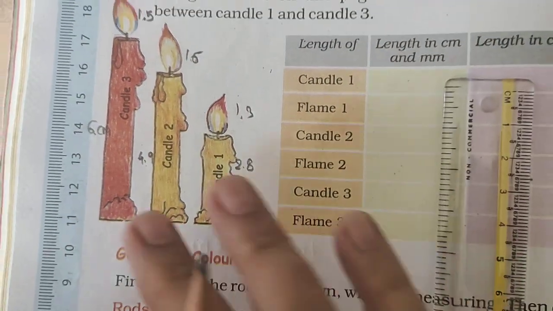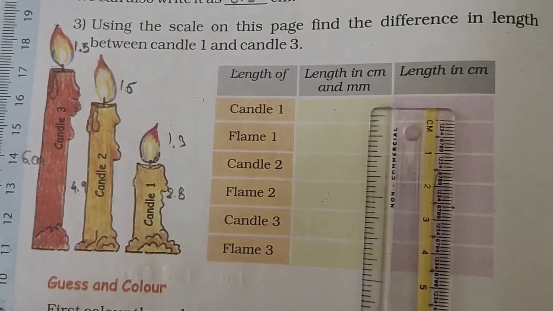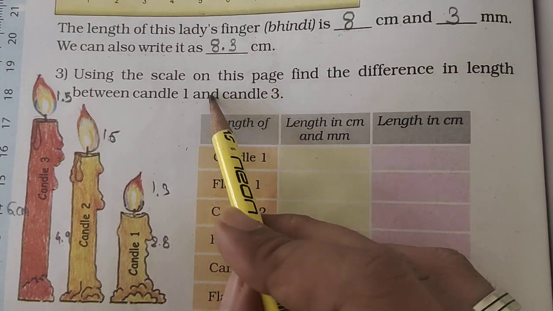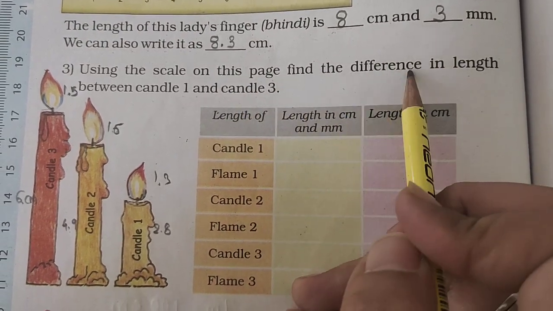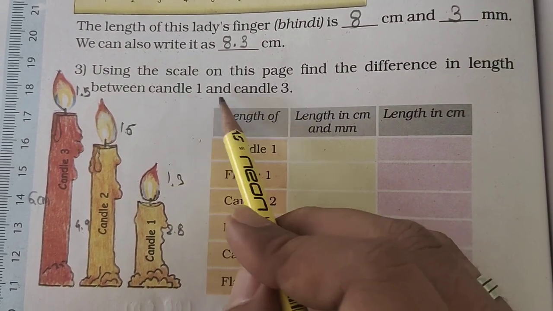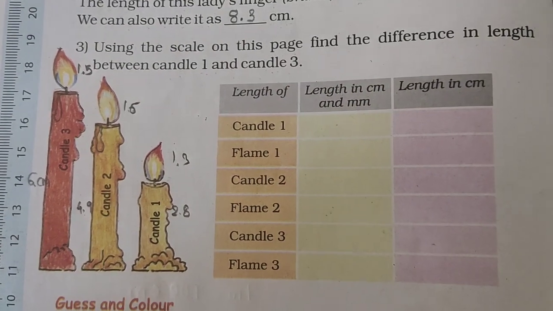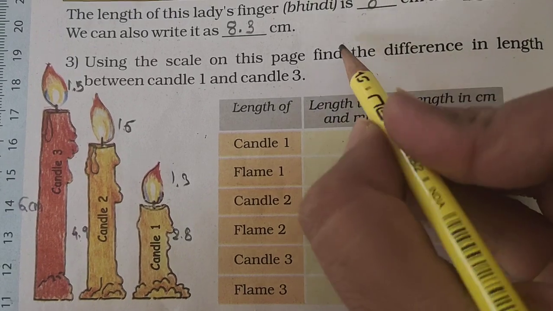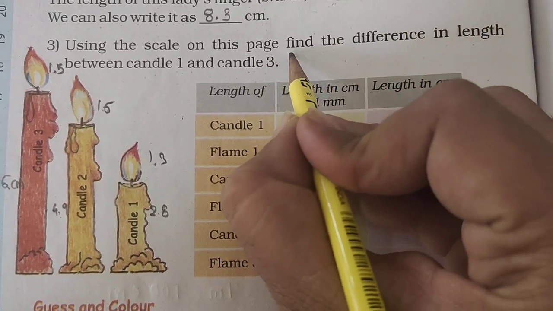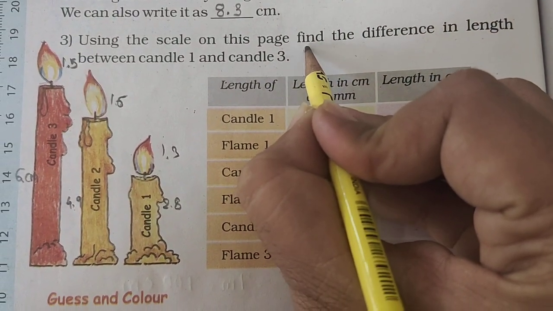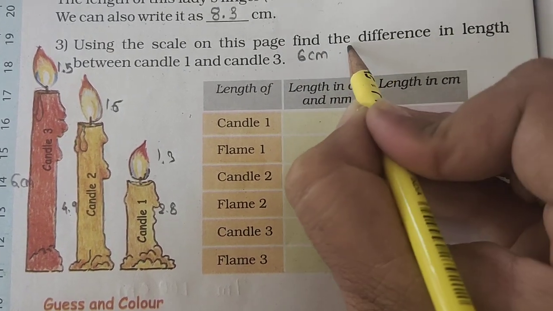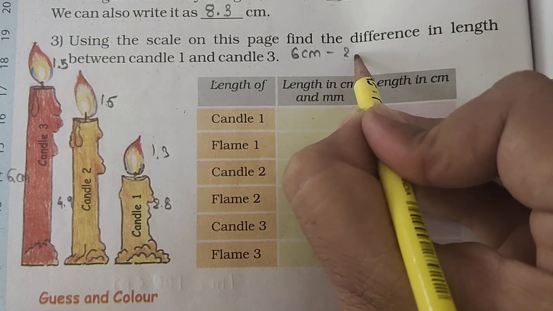Okay, so we have measured all the candles, and we have measured the flames also. Now, using the scale of this page, find the difference in length between candle 1 and candle 3. Candle 1 and candle 3. Difference. Okay, what are we supposed to find the difference of? Candle 1 and candle 3. The measurement of candle 3 is 6 centimeter and candle 1 was 2.8 centimeter.